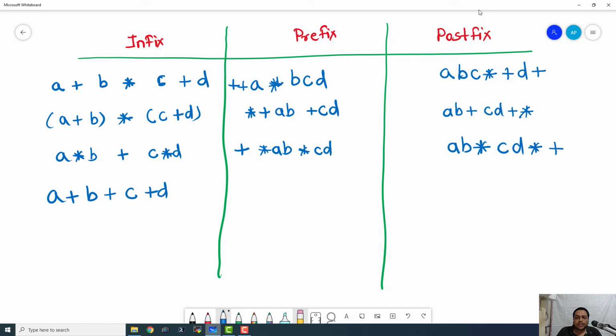Finally, we can even have A plus B plus C plus D. And let us compute the prefix for that. We can just say plus plus plus A, B and C. Similarly, AB plus C plus and D plus. This is the postfix of our entire infix expression.